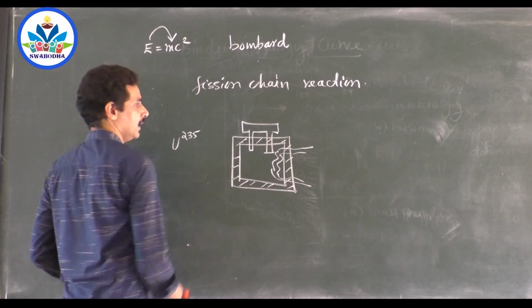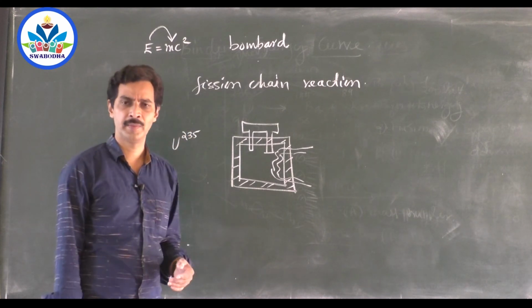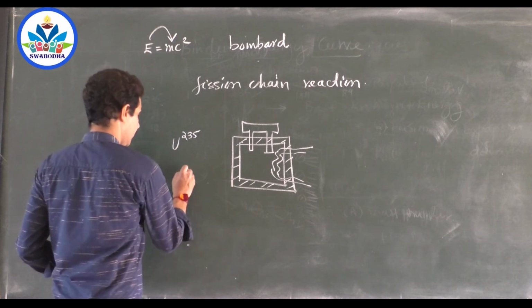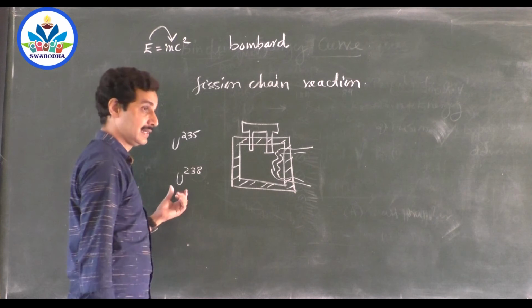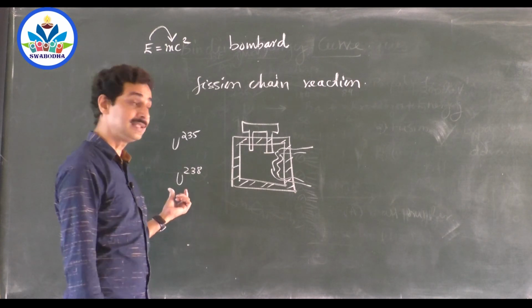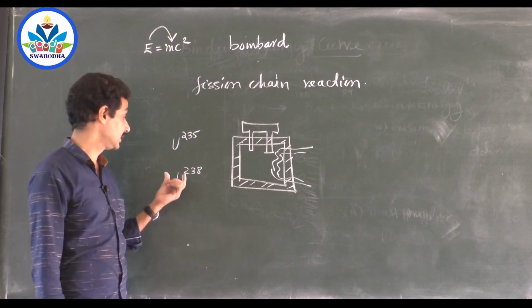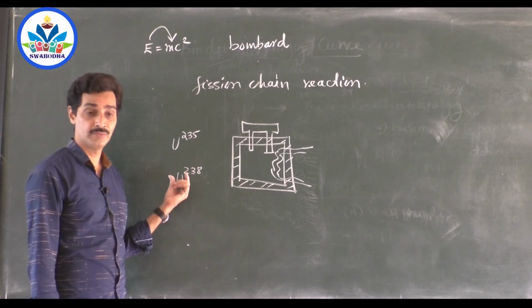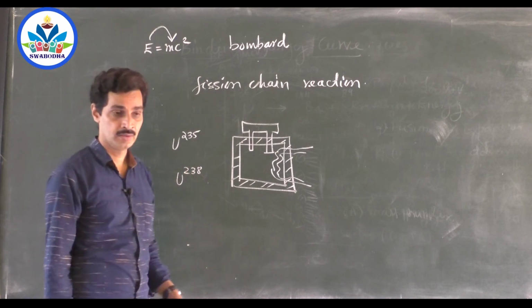Uranium-235 is not available in abundance. But uranium-238, an isotope of uranium, is abundantly available. But unfortunately, this doesn't undergo fission for fast neutrons.